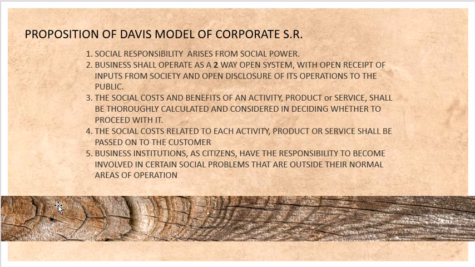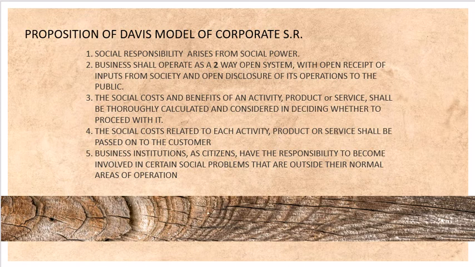Number 3, the social costs and benefits of an activity, product, or service shall be thoroughly calculated and considered in deciding whether to proceed with it. So the technical feasibility, the economic profitability, and the short-term and long-term consequences of all activities of a business must be considered before undertaking them.